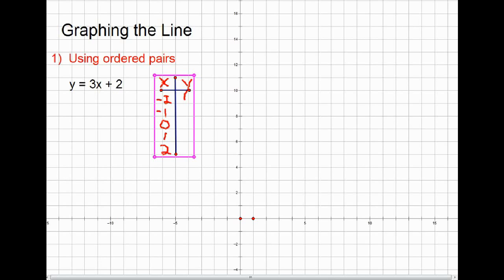But essentially what we're doing here is we're substituting in our value for x into the equation and solving for y. So if x is -2, we get 3 times -2, which is -6, plus 2 is -4. So if x is -2, y is -4. Same thing for the next value. X is -1. 3 times -1 is -3, plus 2 is -1. And so on. And as I continue to solve here, if x is 0, y is 2. If x is 1, y is 5. And if x is 2, y is 8.